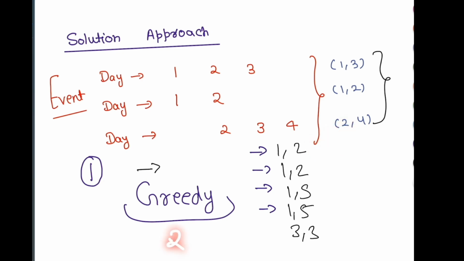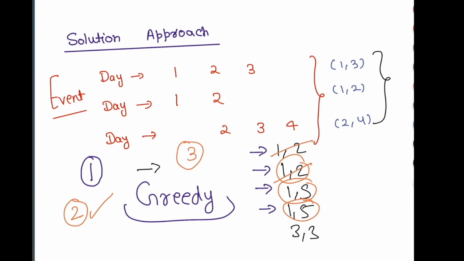Now, I am on day number 2. On day number 2, I have 1, 2 and 3 options. Again, the same thing. Which one is ending first? This one is ending first. I will attend this on day number 2. On day number 3, I have one more event which I can attend. So right now I have 3 options on day number 3. But what I need to do is attend this particular event first, because out of these 3 events which I can attend on day number 3, this one is ending first.